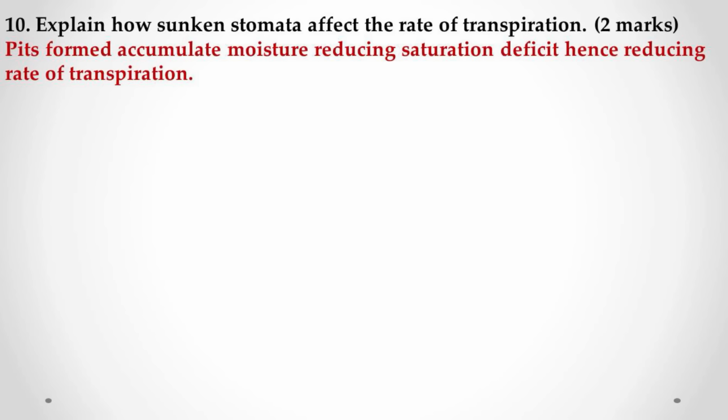Question 10. Explain how sunken stomata affect the rate of transpiration. Pits are formed that accumulate moisture, reducing saturation deficit, hence reducing the rate of transpiration.